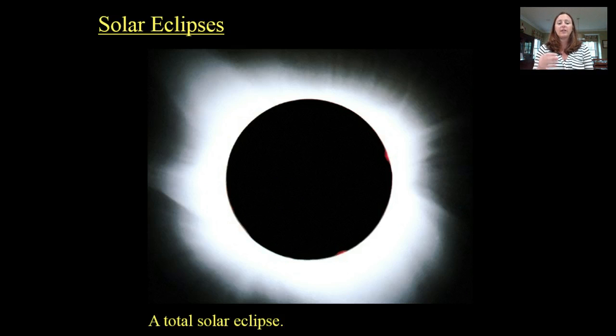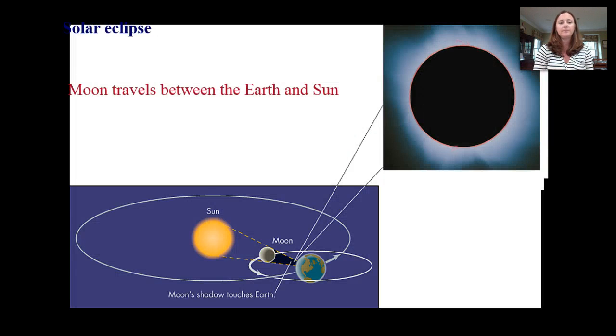Here's a picture of a solar eclipse from the earth looking up, and what you see is that the moon has perfectly blocked the sun, and it creates this larger glowing light behind it. This is a total solar eclipse. So again, it's when the moon travels between the earth and the sun, and the moon's shadow touches the earth. Just another diagram. If you're standing in this location on Earth, you will view a total eclipse.